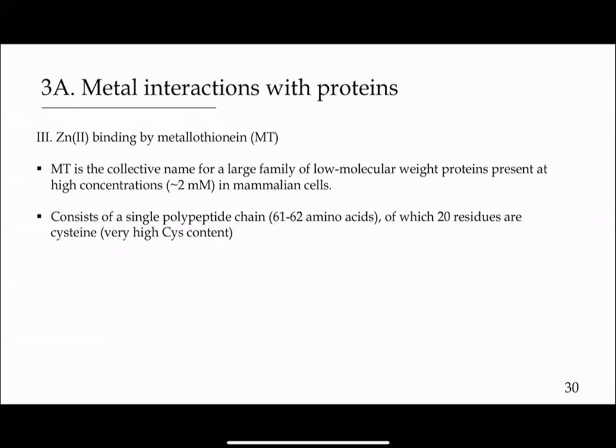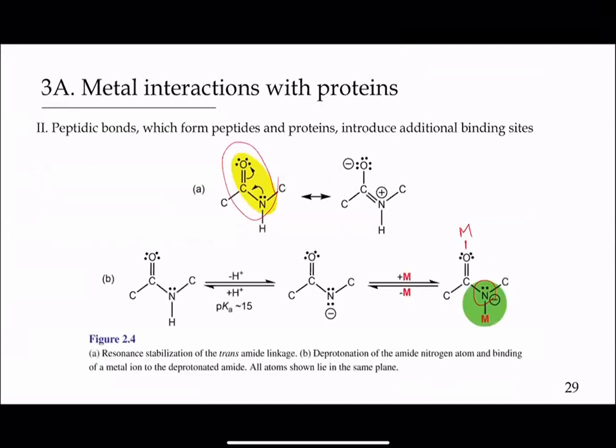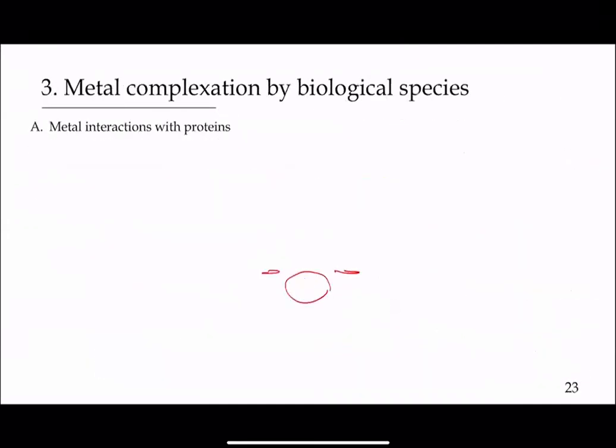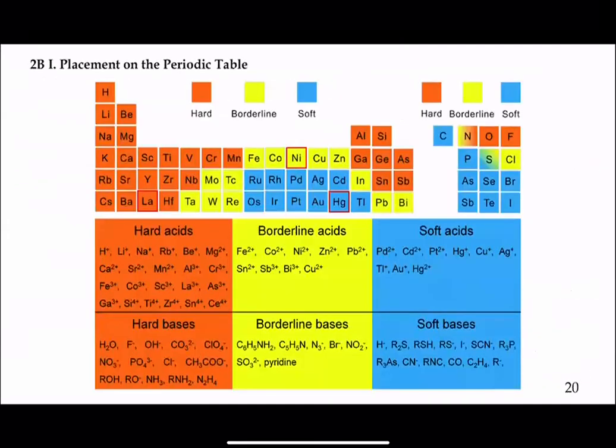So let's give an example. Let's look at an example of zinc, zinc 2+. From our perspective, is zinc hard, intermediate, or soft? What do you think? That's correct. Zinc falls in the category of something that is intermediate. So zinc 2+, intermediate.